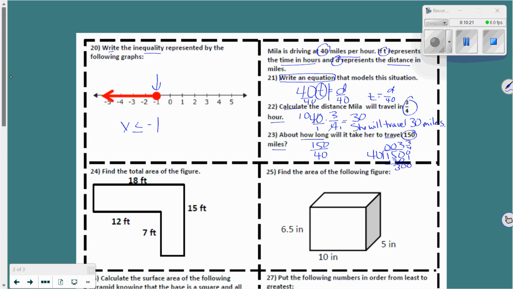So it will take, I'm going to erase that, 3 3/4 hours. Or if you did that, it sounds about 3 3/4 hours. You should have also rounded that to 4 because it said about. I would have taken that.